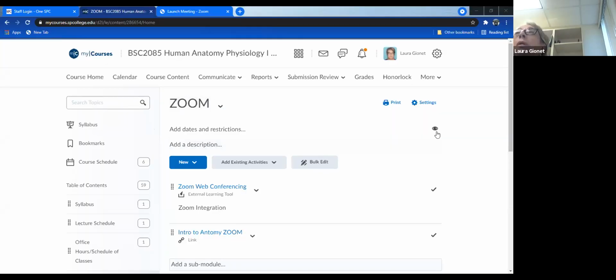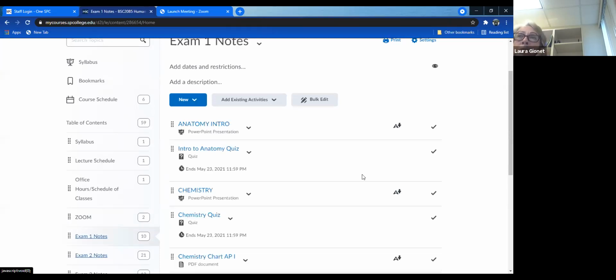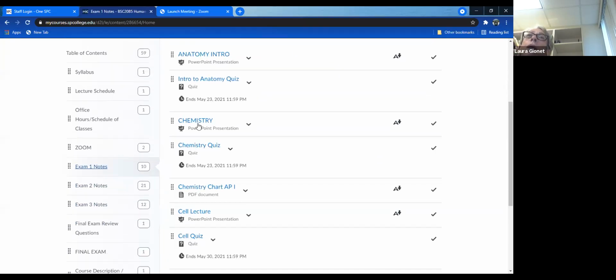Okay, so what I'm going to do is change my share to my course page so you can see where that chemistry chart is located. So let's go to course content and go to exam 1 notes. So now we've talked about chemistry, which was the PowerPoint we just looked at. Here's your quiz. Here's your chemistry chart for exam 1. All right, so I'm going to open that up.